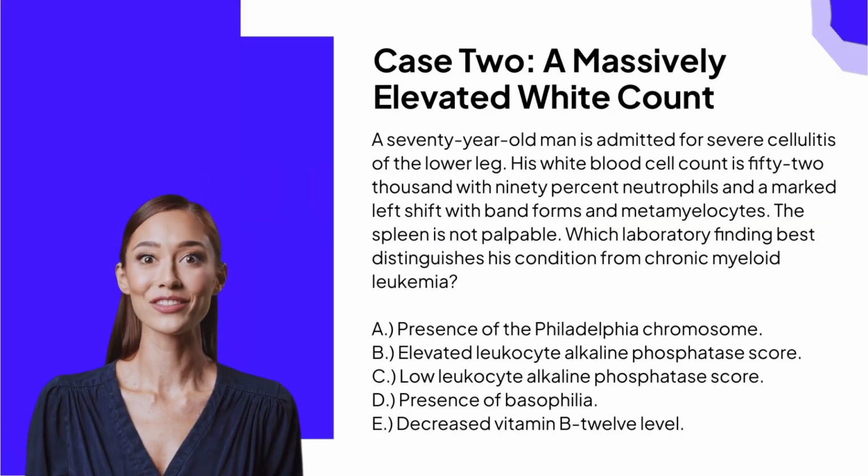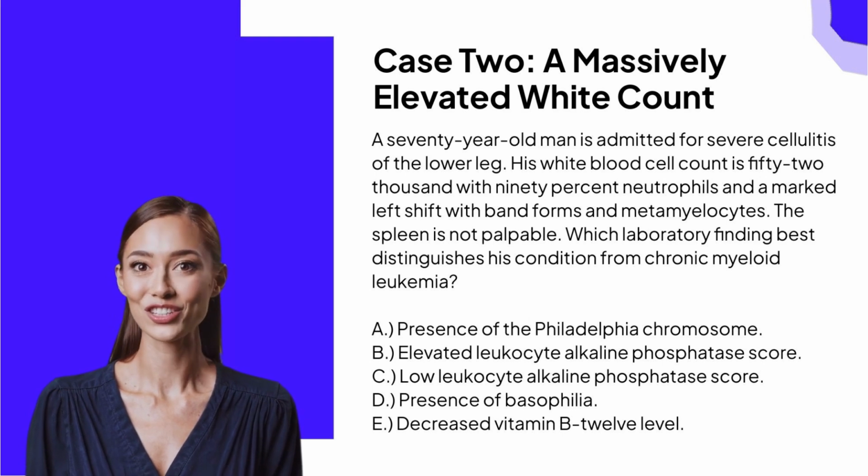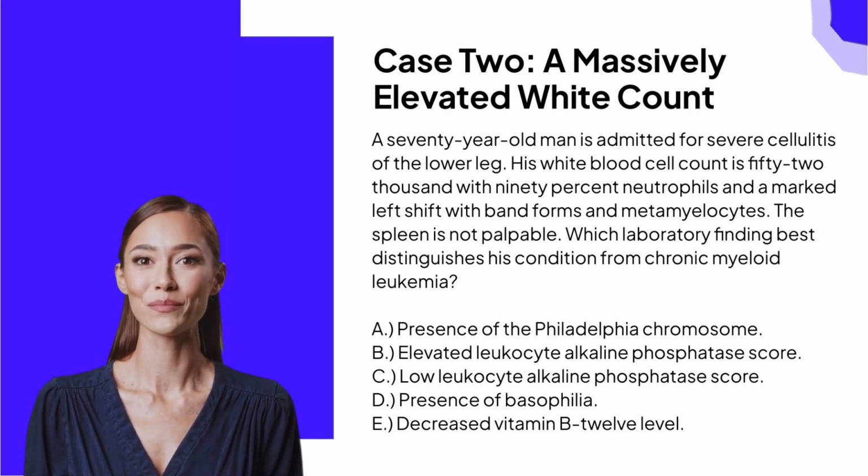Second case. A 70-year-old man with severe cellulitis has a white count of 52,000 with a massive left shift. At first glance, this could be chronic myeloid leukemia, but the question wants the test that tells them apart. Pause, pick your answer, and then we will walk it through.